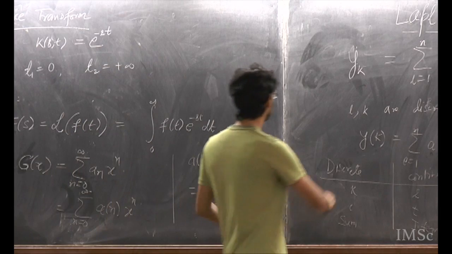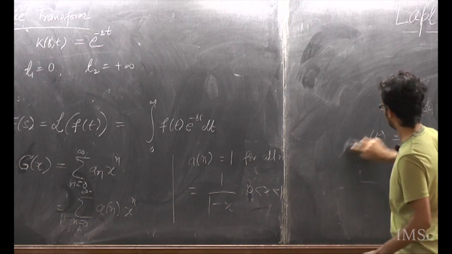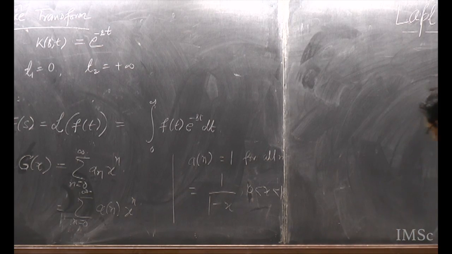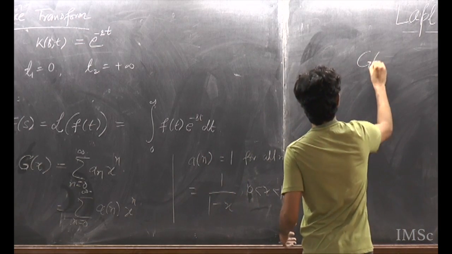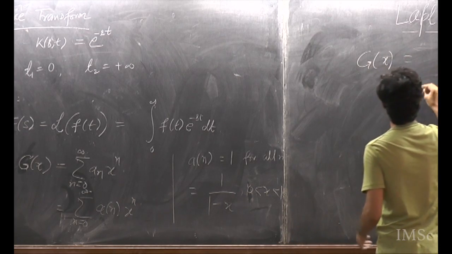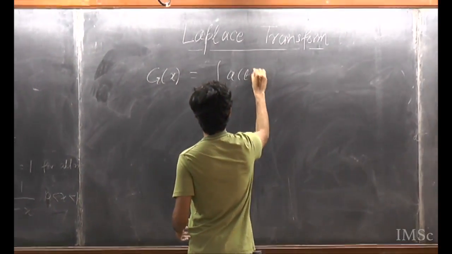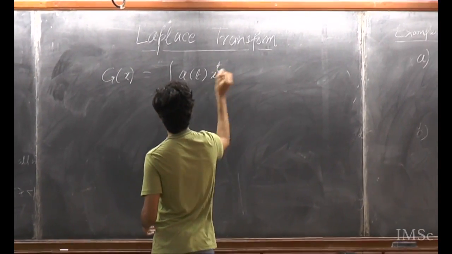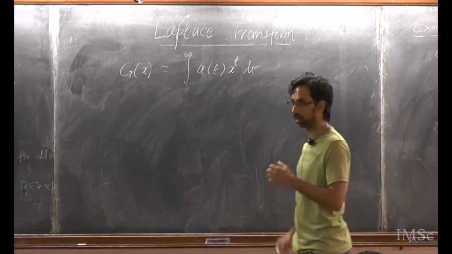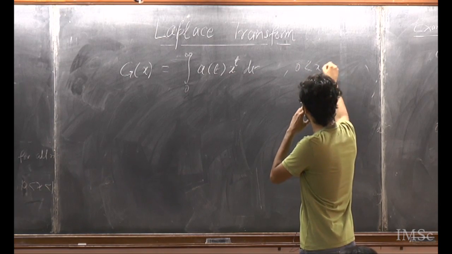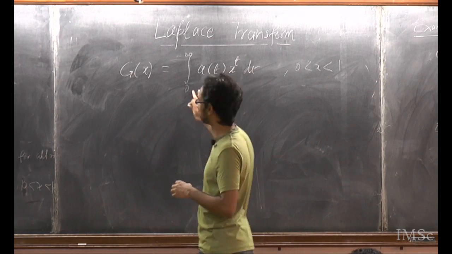Then what you can do is as follows. Write out the continuous analog of a power series. So you will have g(x) is the integral of a(t) x to the t dt, 0 less than x less than 1. This is the continuous analog of that power series.